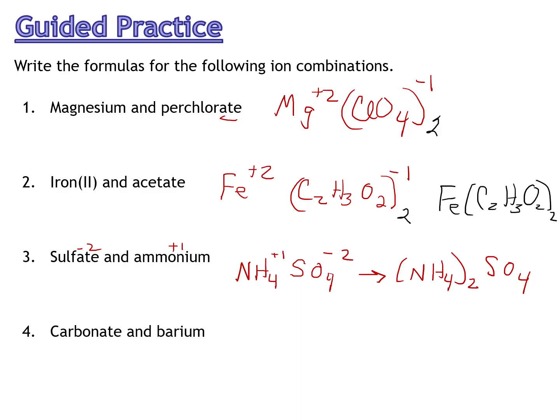And then the last one, we have carbonate and barium. Carbonate has got a -2 charge. Barium is over in group 2, so it's +2. So that means barium goes first. So we say, all right, we got barium with the +2, carbonate -2. They are already charge balanced. So that means that our final answer would be BaCO3.